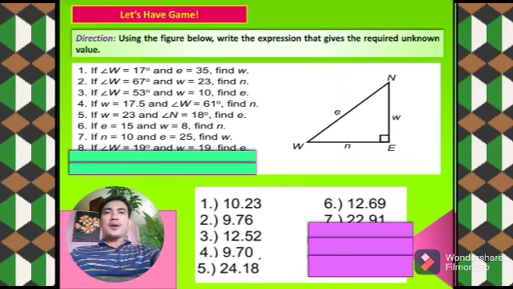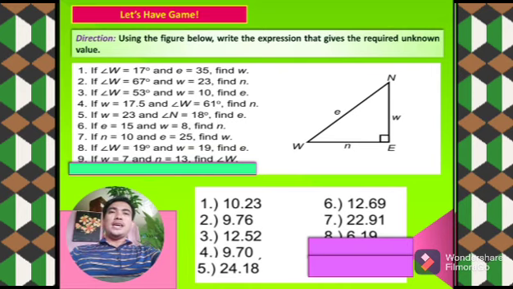And the correct answer is 6.19. Congratulations! We have 2 remaining questions. There you go. Number 9. If side W is equal to 7 and side N is equal to 13, find the measure of angle W. Go!